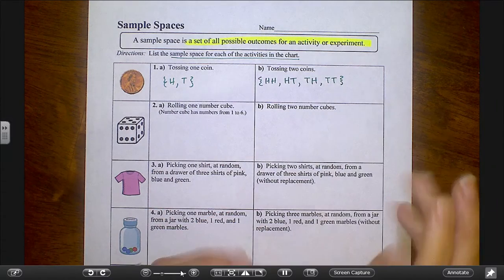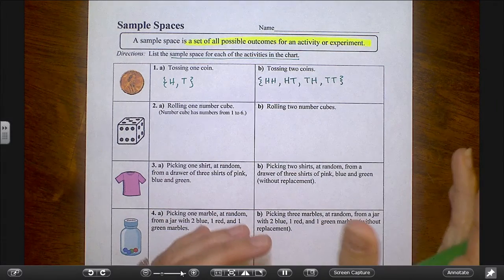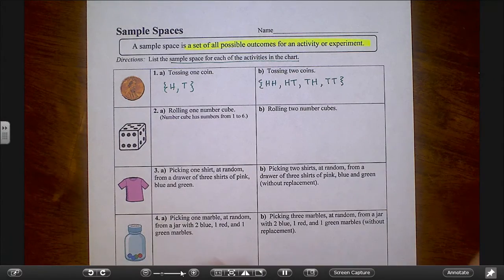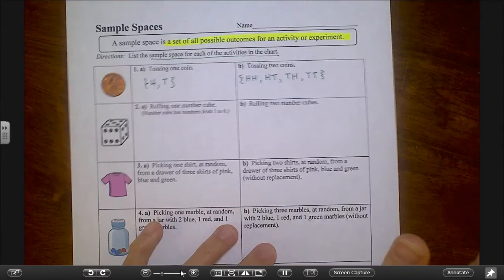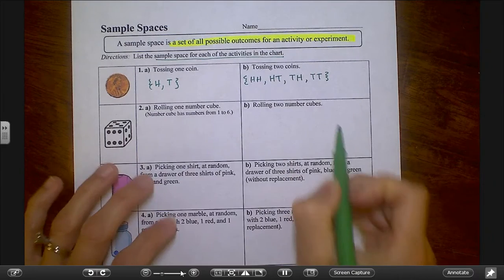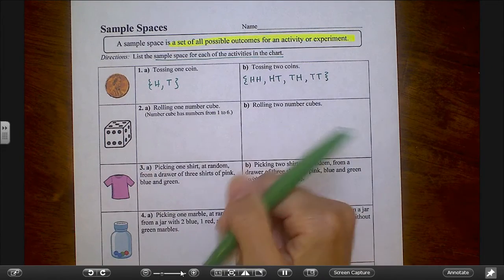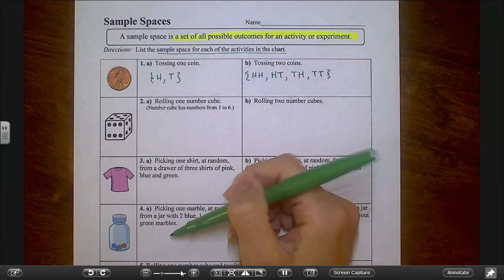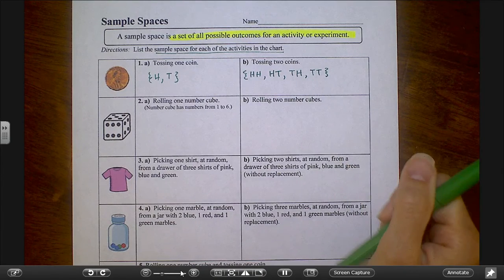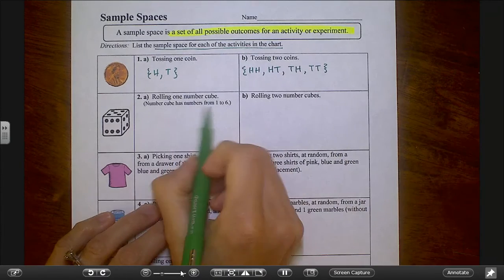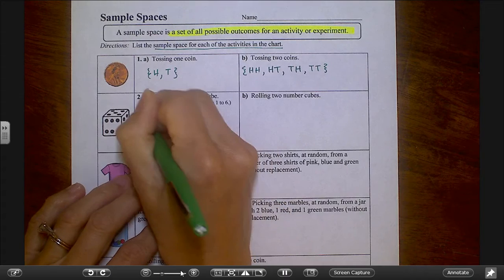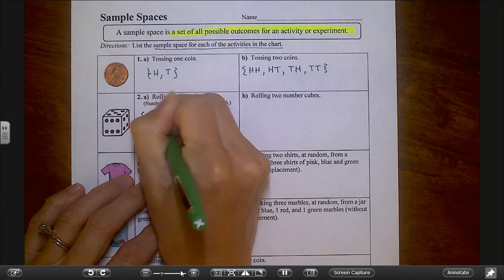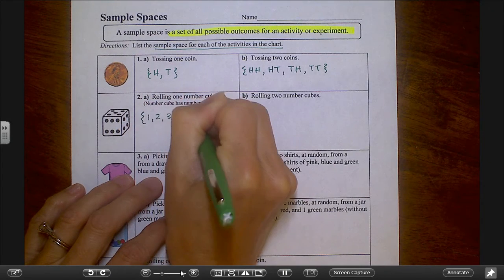And some of these, you really might have to think pretty clearly about what those mean, right? Especially this column on the left seems to be pretty easy. And then this column on the right, you have to think a little bit more. So rolling one number cube. Okay, we've done this one. 1, 2, 3, 4, 5, 6.